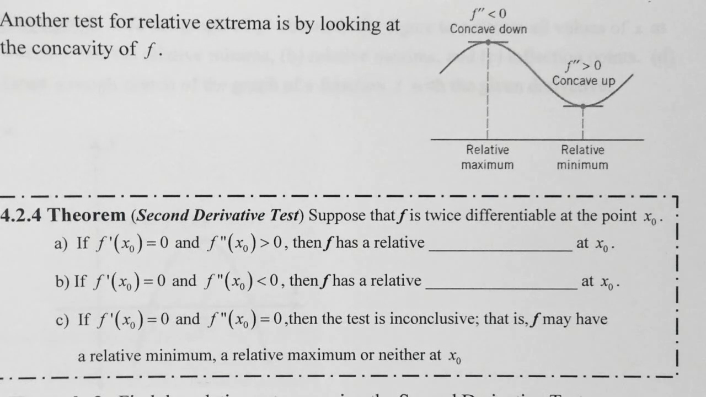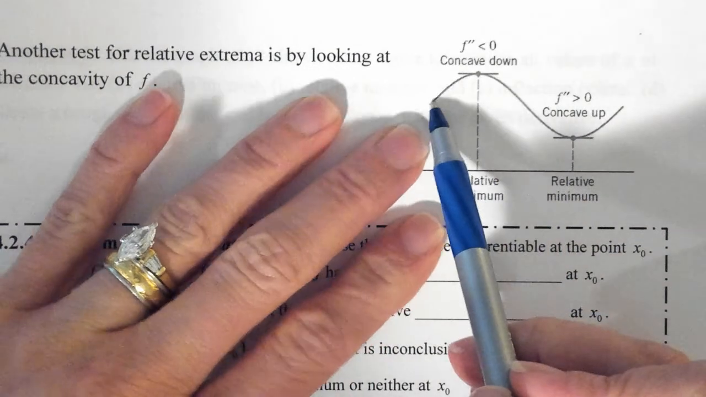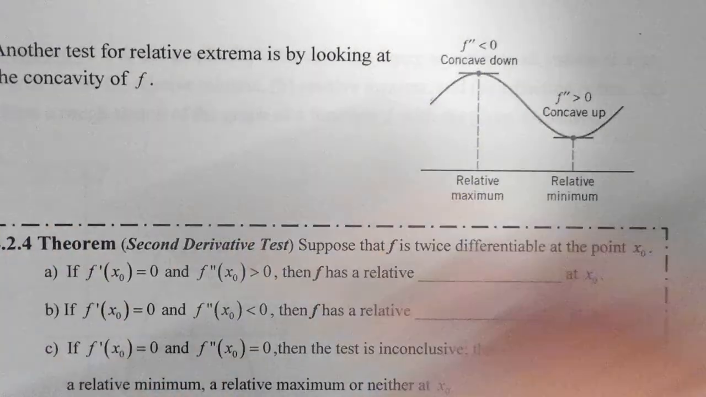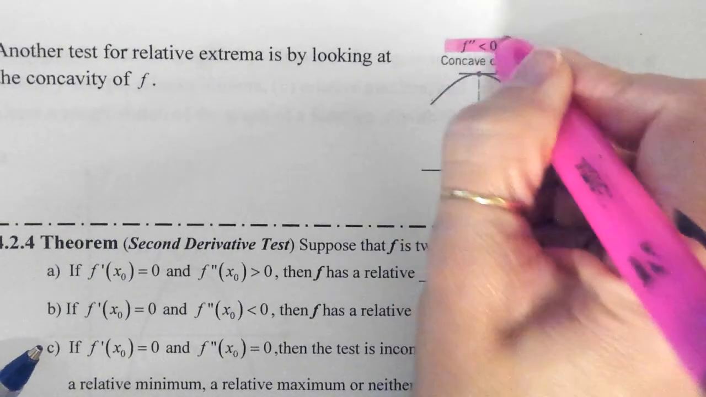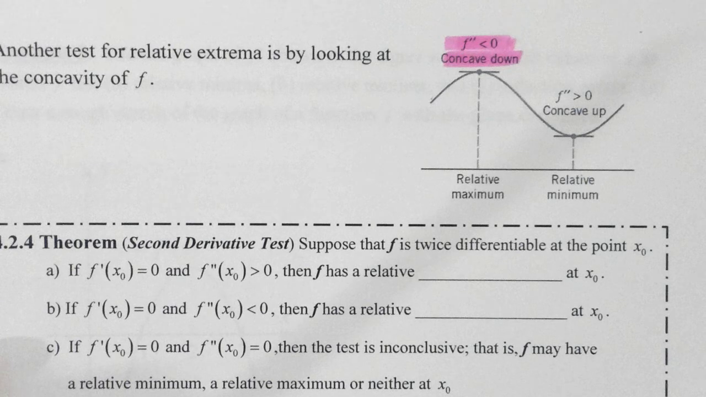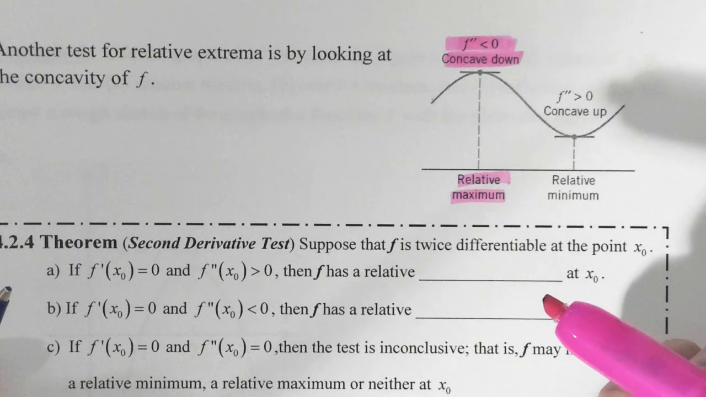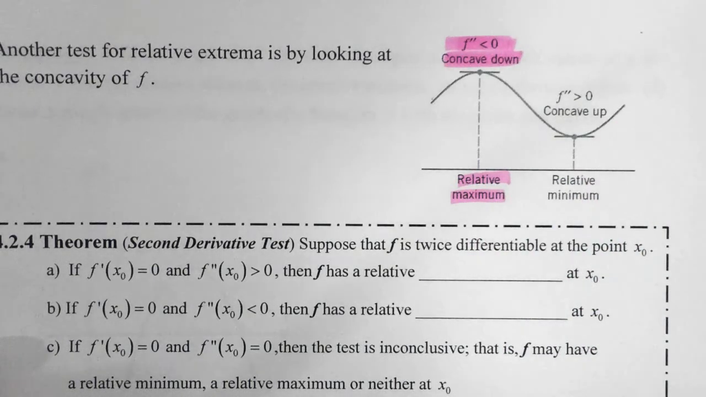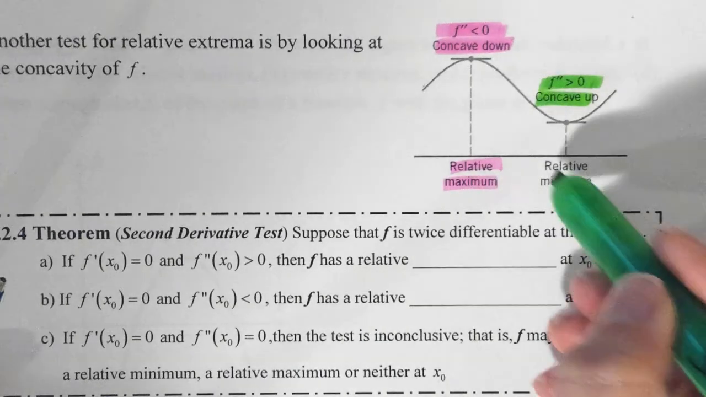All right. So another test for relative extrema is known as the second derivative test because we're looking at concavity. If you look at this right here, when f double prime is less than 0, meaning your graph is concave down, f of x is concave down, this right here is a relative max. Then, if you take a look at your second derivative, which would be greater than 0, meaning concave up, you have a relative minimum.